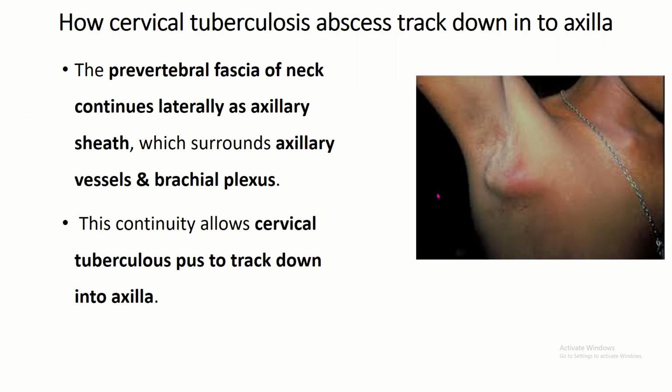It has clinical importance. The prevertebral fascia of the neck continues laterally as the axillary sheath, which surrounds the axillary vessels and brachial plexus. This continuity allows cervical tuberculous pus to track down into the axilla.